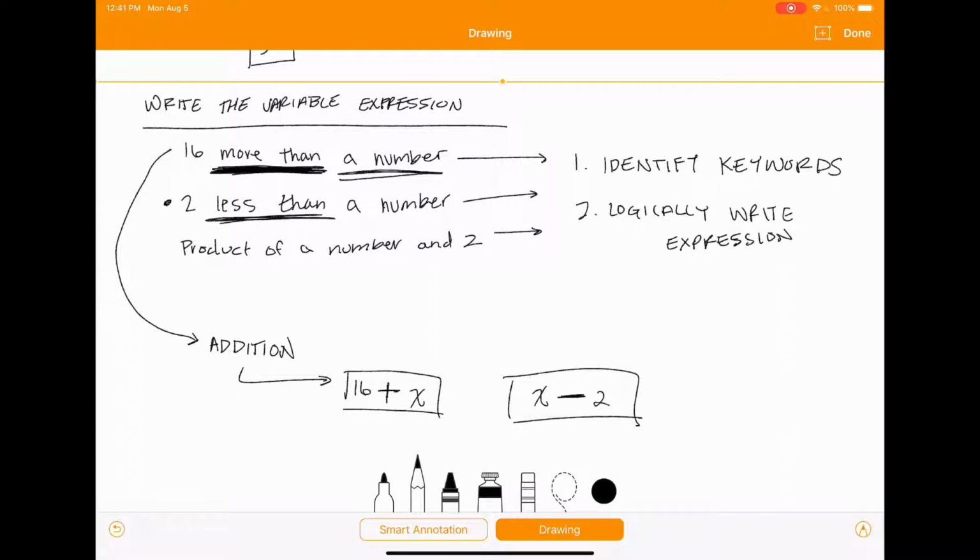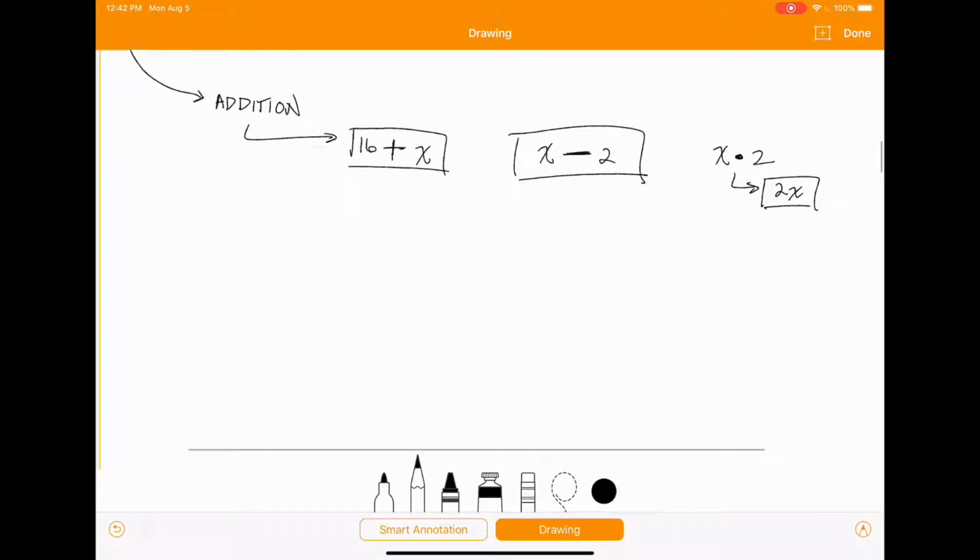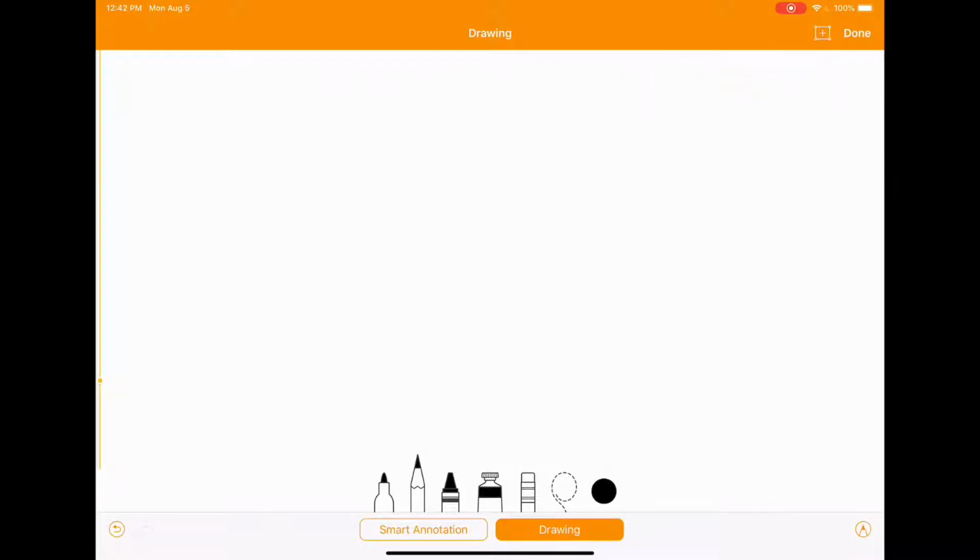And then finally, this last one, your keyword is going to be product. So that's going to be multiplication. And so it's going to be the product of some number and 2. So x times 2, which we often write as 2x. So that's just how you're going to write a variable expression from these words. All right, so that's really all we've got on variables and expressions.